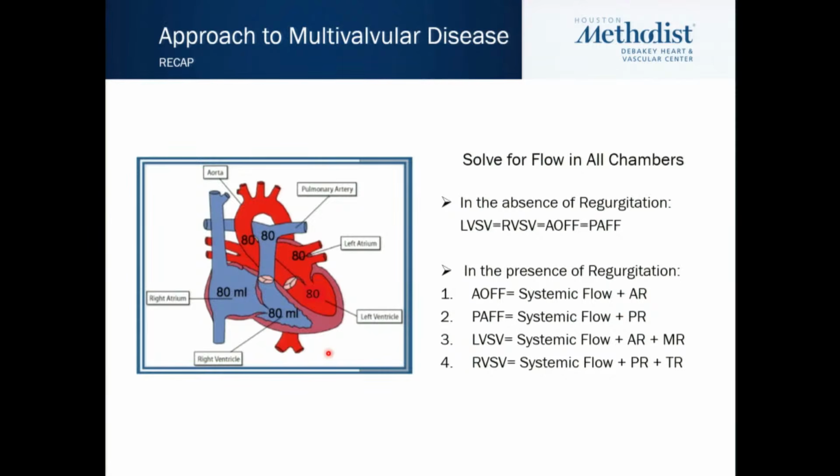However, in the presence of regurgitation, your aortic forward flow has two components: systemic flow and aortic regurgitation. Similarly, in your pulmonic forward flow, you have your systemic flow and your pulmonic regurgitation. For our LV stroke volume, it's systemic flow, aortic regurgitation, and mitral regurgitation. So this is where our mitral regurgitation fraction calculation comes into play, where we want to account for that significant aortic regurgitation that we are seeing.